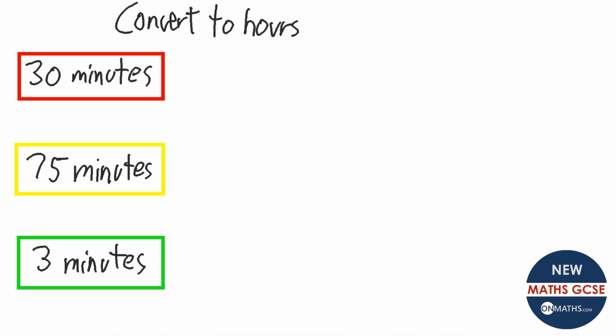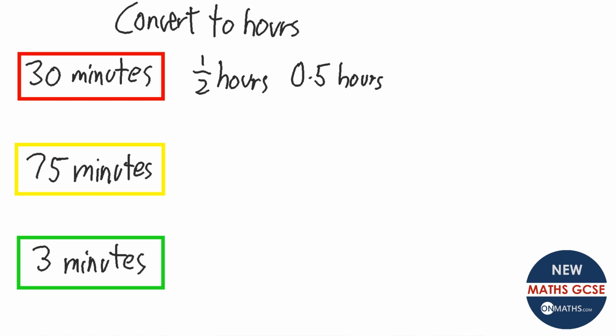Now, you know 30 minutes is half the turn of a clock, right? And you know a full turn of a clock is an hour. So this is just half an hour. Now you could write that as 0.5 hours. Okay, so the next one's 75 minutes.